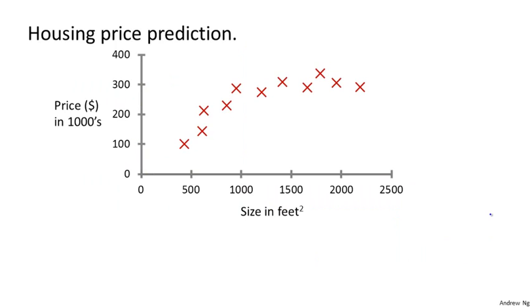A while back, a student collected datasets from the city of Portland, Oregon, and let's say you plot the dataset and it looks like this. Here on the horizontal axis, the size of different houses in square feet, and on the vertical axis, the prices of different houses in thousands of dollars. So, given this data, let's say you have a friend who owns a house that is, say, 750 square feet, and they're hoping to sell the house, and they want to know how much they can get for the house.